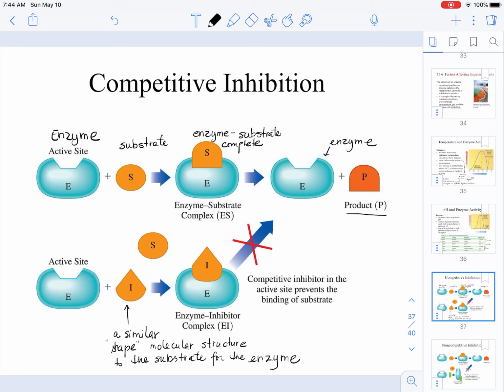And as you can see, because the structure of the inhibitor is very similar to the normal substrate of the enzyme, a competitive inhibitor is going to sit in the active site and prevent the binding of the original substrate. When that happens, this is going to inhibit the enzyme catalyzed reaction.